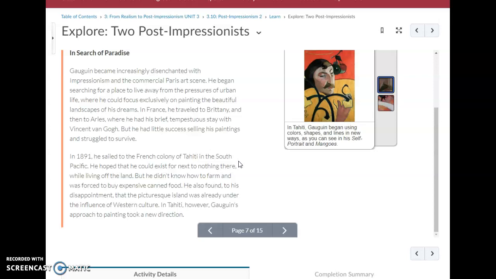So he's like, you know what? I'm going to leave France. I'm going to sail to this French colony in the South Pacific and I'm going to live off the land. It'll be really cheap and I can just grow my own food and eat bananas from the trees or whatever, he was thinking. But then when he got there, he realized, okay, I don't actually know how to live off the land. And so he had to buy expensive canned food. He was also disappointed by the fact that Western culture, so French culture, was already coming in and influencing Tahiti. But his painting did start to take a new direction while he was there.